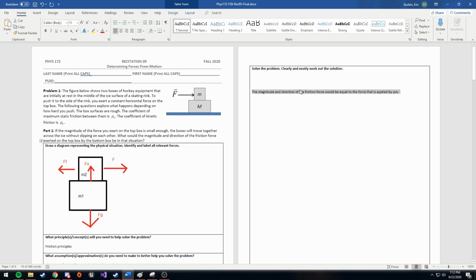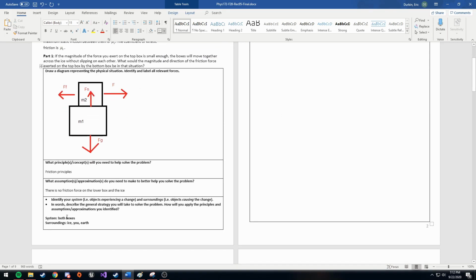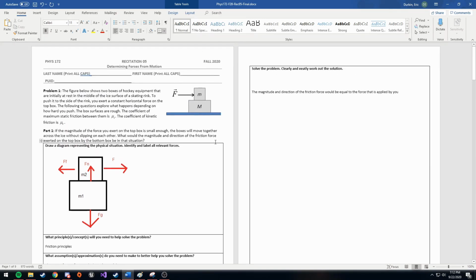Okay. So doesn't that change our system and surroundings? Yeah, so now our system would be the top box. Surroundings is the bottom box, and everything else. Right. So the friction of the, oh shoot.